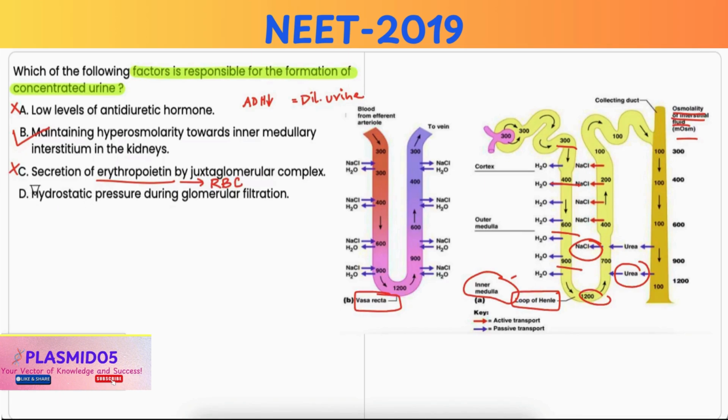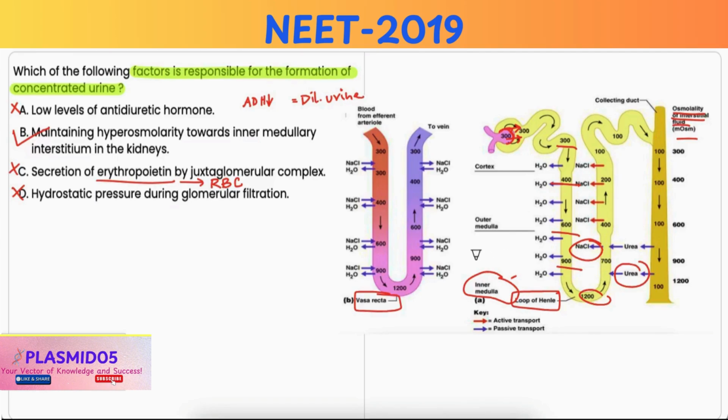Option D, hydrostatic pressure during glomerular filtration. It is also incorrect. Hydrostatic pressure in the glomerulus affects the initial filtration rate but does not directly determine the urine concentration. Urine concentration primarily depends on water reabsorption in response to osmolarity in the medulla, and also maybe by the action of the ADH.